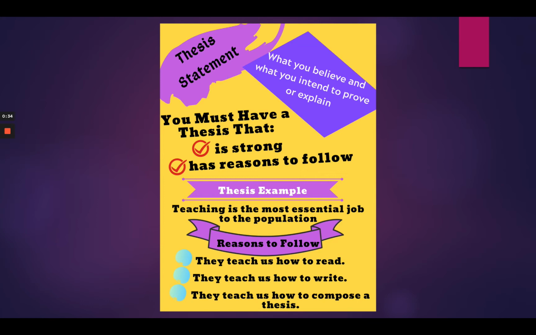We'll work on the introductory paragraph later. Right now we really want to focus on just the thesis statement. So essentially what you need is to present what you believe and what you intend to prove or explain. It's something that's strong and has reasons to follow it, and you may even mention those reasons within your thesis, or at least within your introductory paragraph. They teach us how to read, they teach us how to write, and they teach us how to compose a thesis. So it's very important that we have thesis statements for our readers to understand.